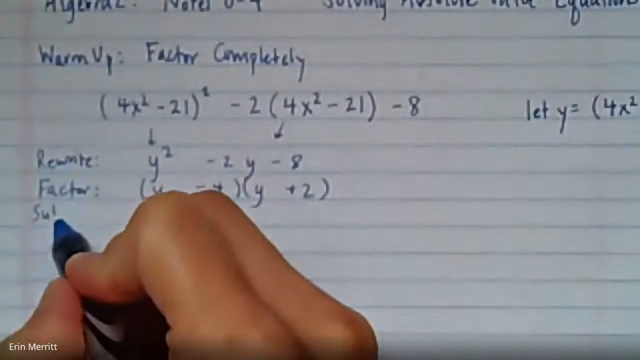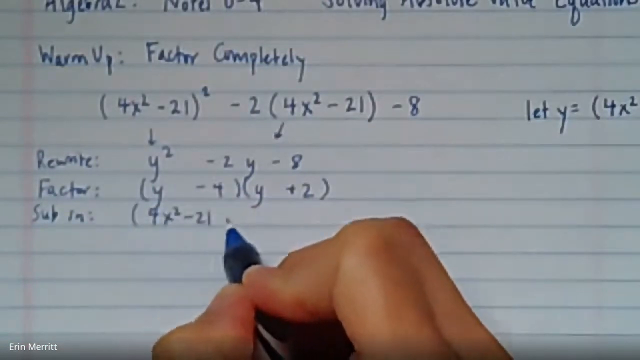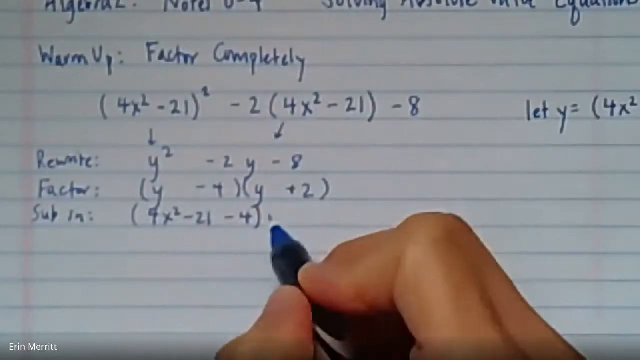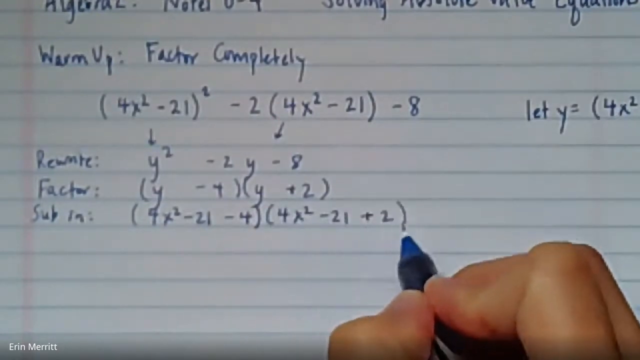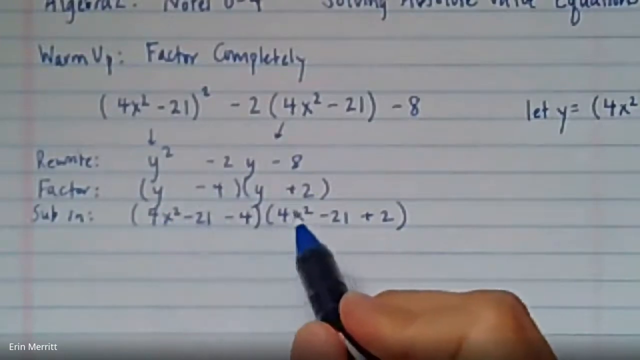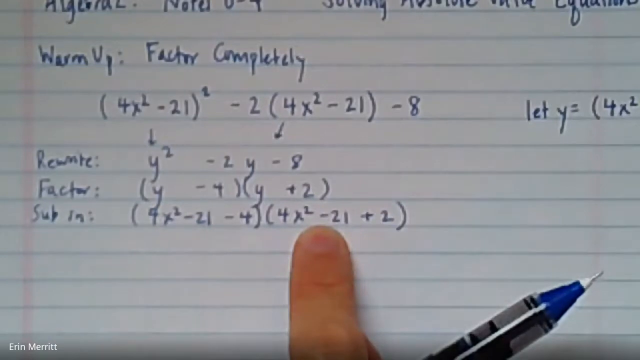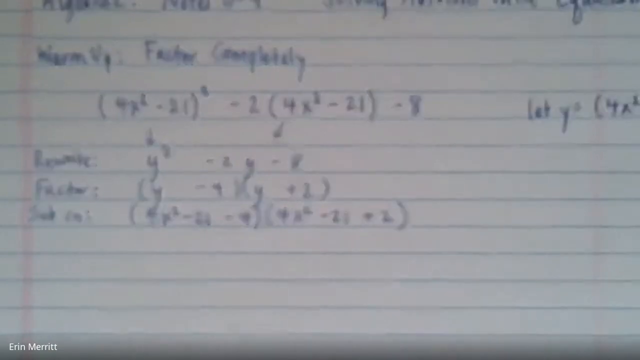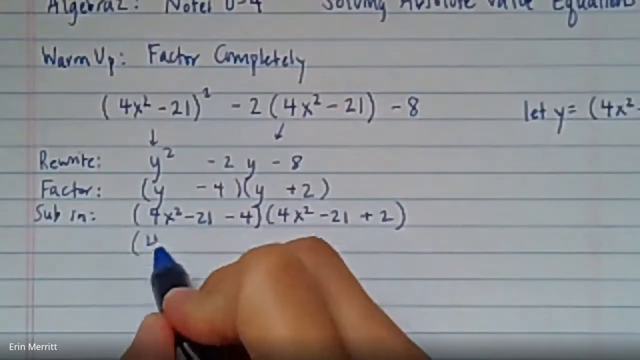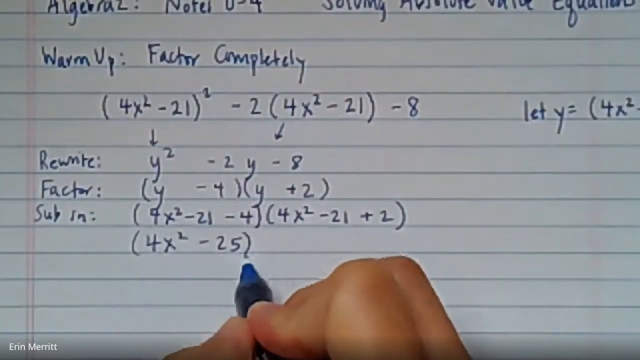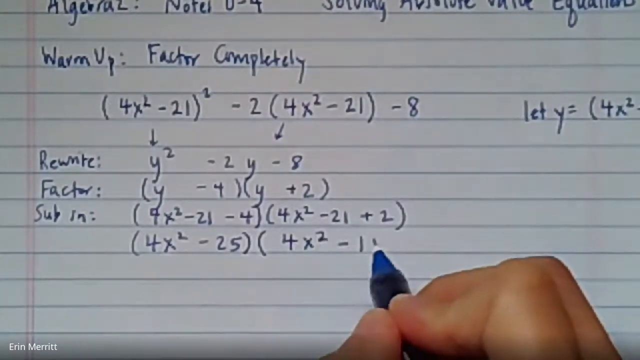When you sub back in, then it's going to be 4x squared minus 21 minus 4, and then 4x squared minus 21 plus 2. Now you could put the parentheses in, but since it's at the front of the parentheses, you can see it's not going to make much of a difference here. So now just combine your like terms. So when we do a little cleanup, if you will, this becomes 4x squared minus 25. This becomes 4x squared and then minus, let's see, 19.